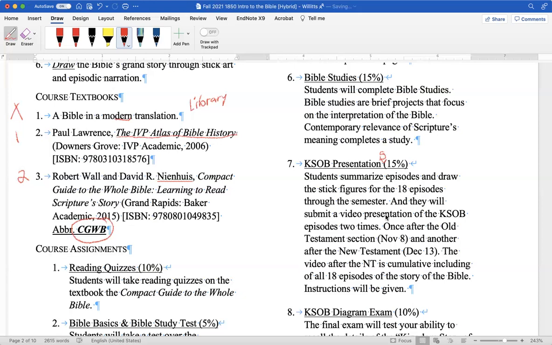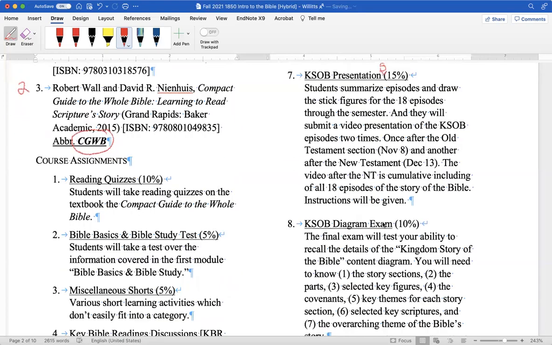So by the end of the semester, my goal is that you can very conversantly trace the story, themes, persons of the Bible, and have some grasp of what the Bible is about. Not vaguely, but in particular.